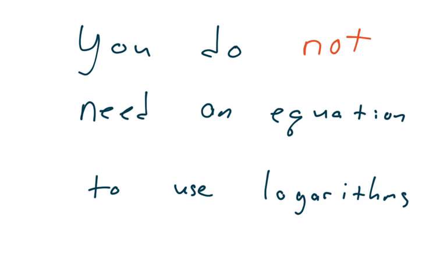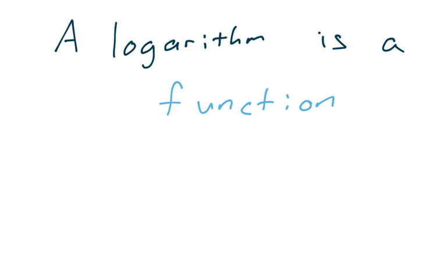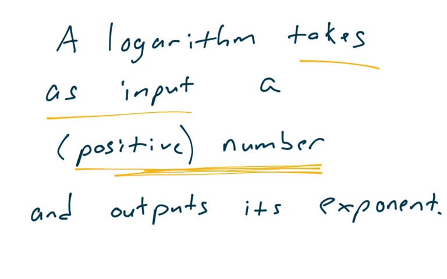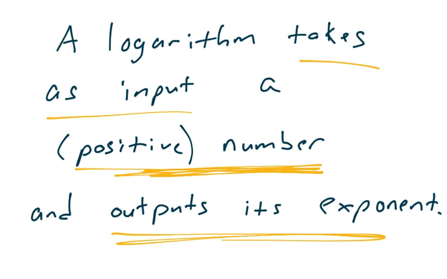Well, first let me say you don't even need an equation to use a logarithm. A logarithm is a function. A function takes as input something and it produces an output. A logarithm takes as input some number. So you start with a number and then you can take the logarithm of a number. The logarithm outputs the exponent. So let me say this again. A logarithm takes as input a positive number and it outputs the exponent of that number.